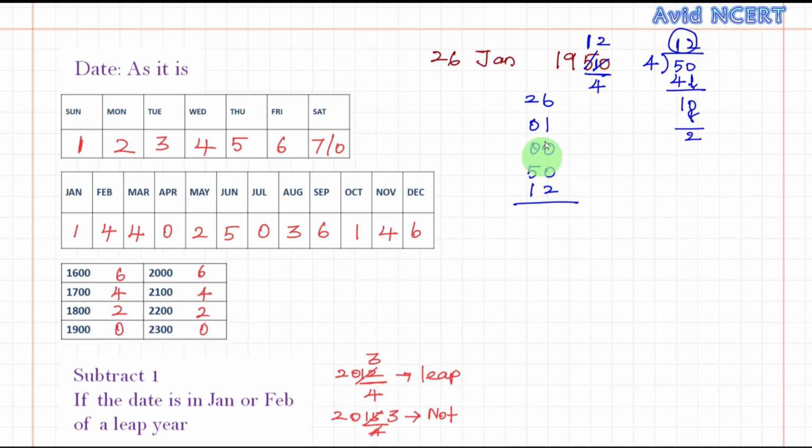Okay. Now we are going to add all these numbers. And one more thing, remember the next rule: you have to subtract 1 if the date is in Jan or February of a leap year. So the date is in Jan, but 50 is not a leap year since we got the remainder.